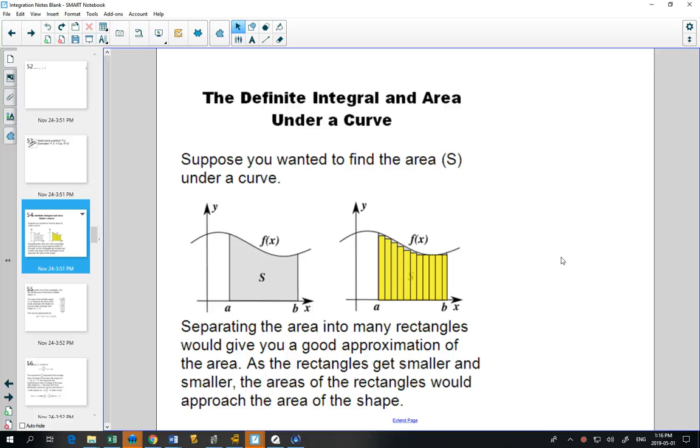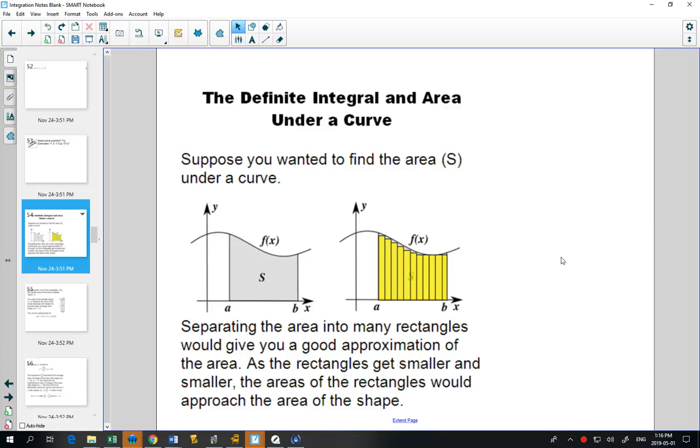Well, the idea is, I know how to find the area of a rectangle. So instead of finding this area S exactly, because I don't have a formula for that, I'm going to split it up into a bunch of little rectangles. And the little yellow rectangles that are there are all underneath the curve. So we could say that if we calculated all of those rectangles, our area would be a little bit too small.